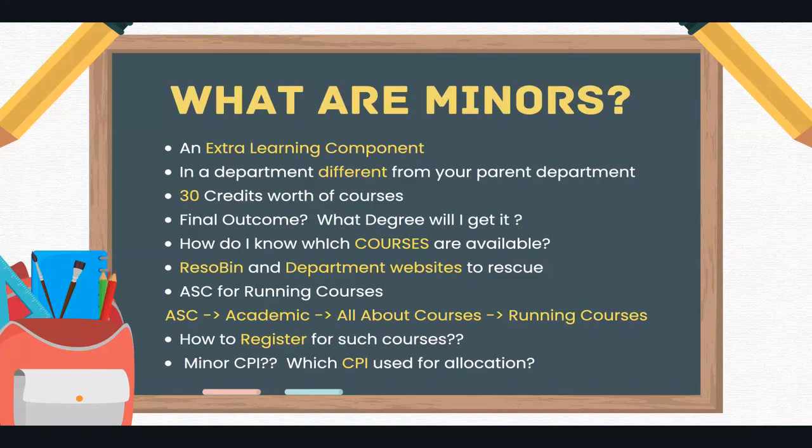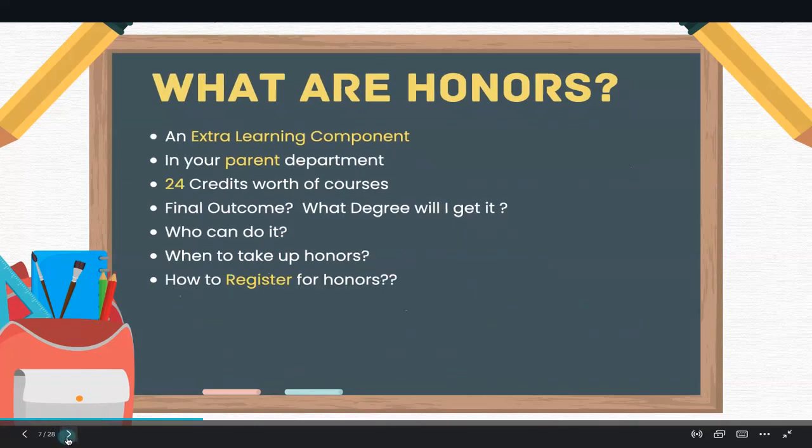So the CPI used for allotment of minor courses is your normal CPI, which you get after doing your core courses. The minor CPI, you can keep calculating it while doing the courses, but the final minor CPI will be displayed to you and will be of any use to you only after you have completed your minor degree.